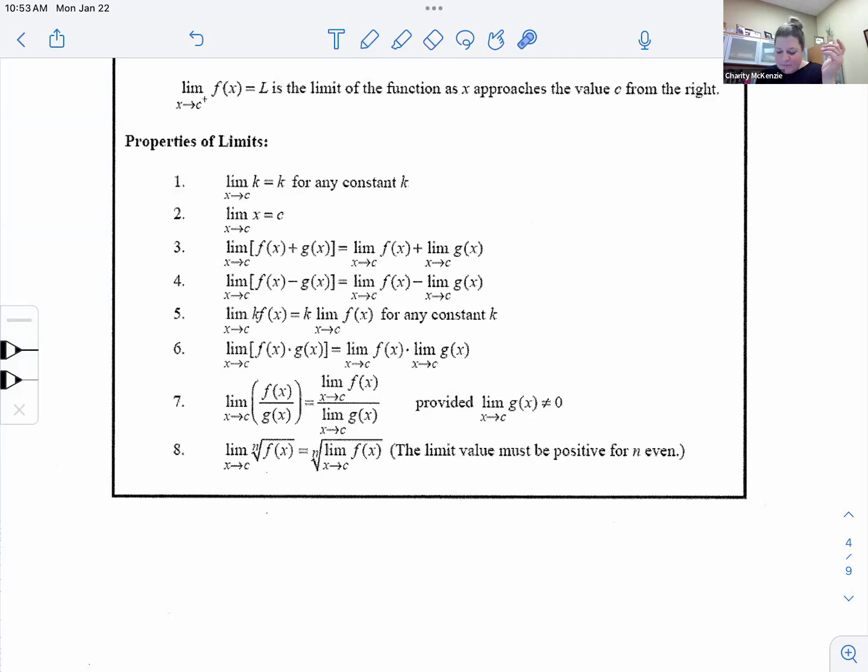Okay. Then we have some kind of cool rules that say if you have two separate functions being added, you could actually take the limits separately and add them. Same with subtraction. Same with something being multiplied out front. You could just keep that number, find the limit, and then multiply them together. Okay. With multiplication, you could break it up also. This is super helpful. This just makes a lot of these a lot easier. You can also break up a fraction as long as there's not a 0 in the denominator.